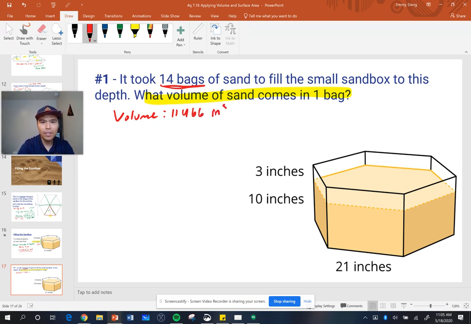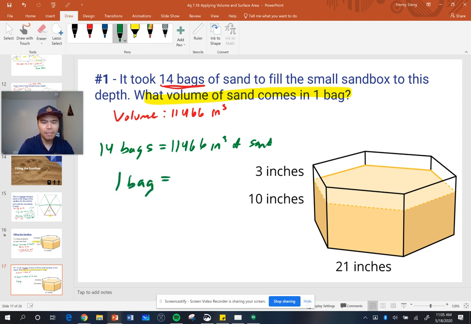11,466 inches cubed. I need to figure out how much is one bag. So we'll have 14 bags, because that's how much it took. Well, that's going to equal 11,466 inches cubed of sand, right? So we've got to figure out how much one bag is going to be.